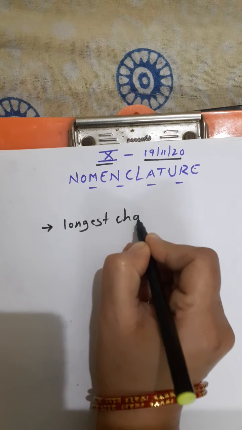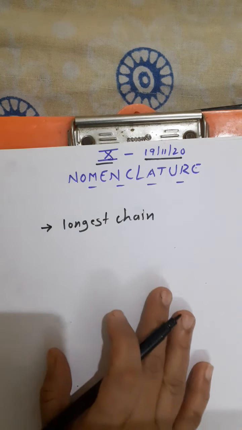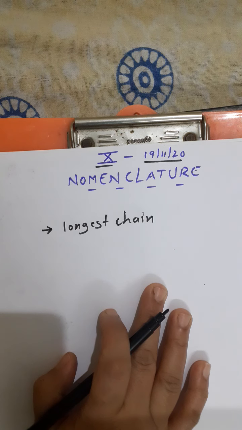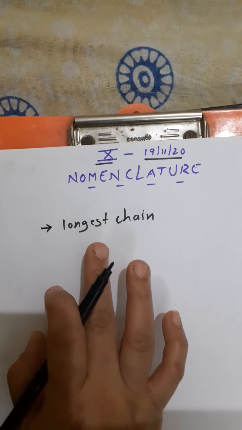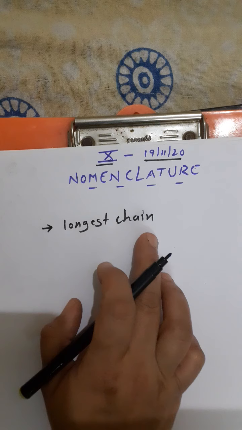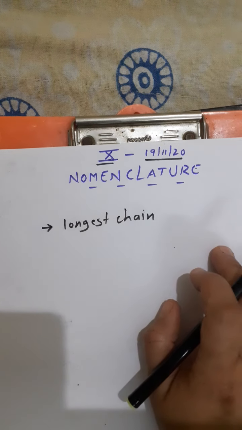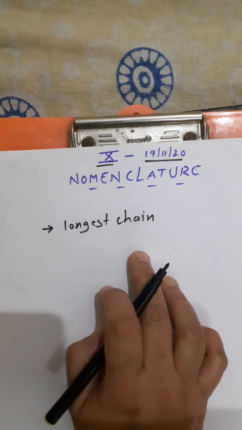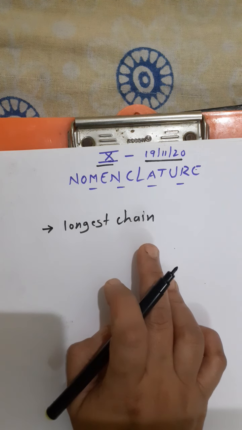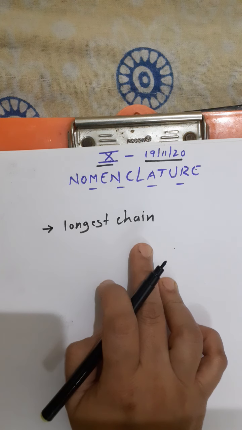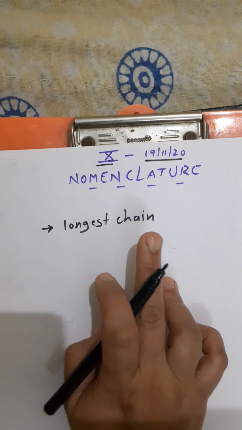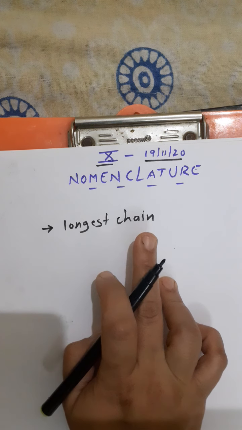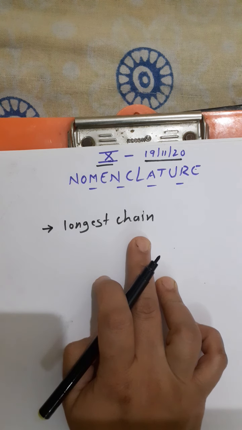Okay children, when a structure is given, you have to identify the chain which has the most number of carbons. It can be a straight chain, it can also be in a branched pattern, but it should have the maximum number of carbons. When we have selected the chain with the maximum number of carbons, that decides the root name of that particular compound.